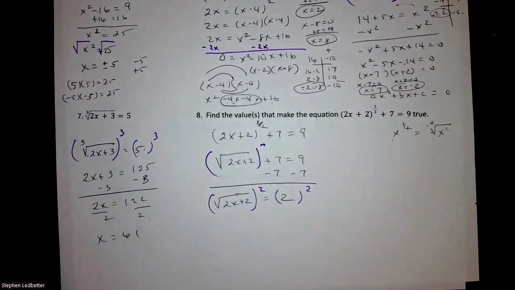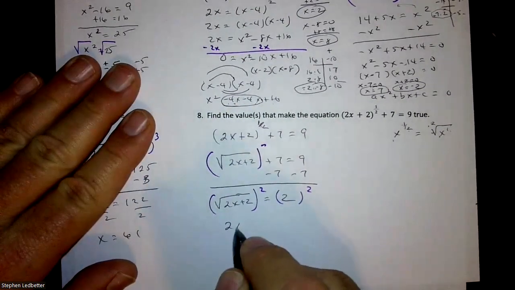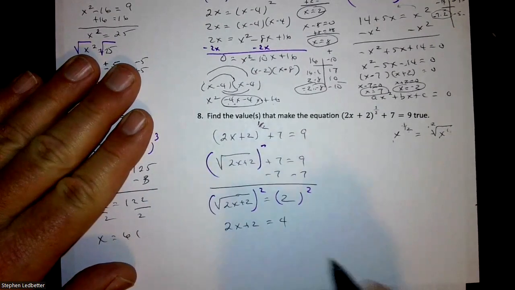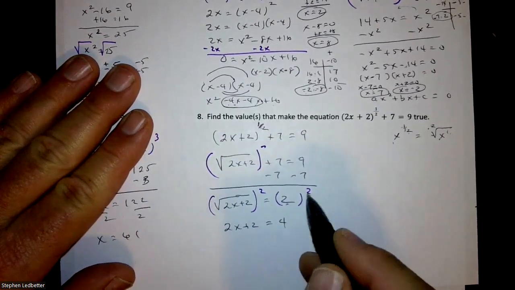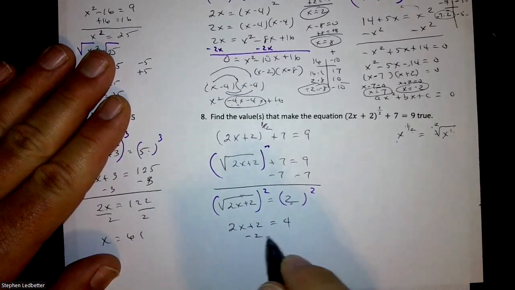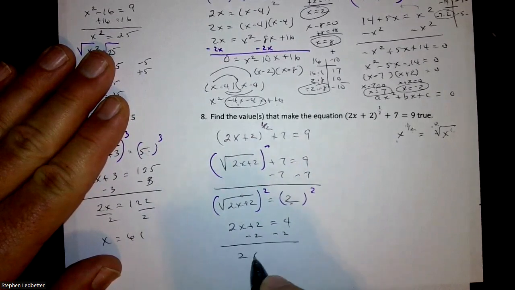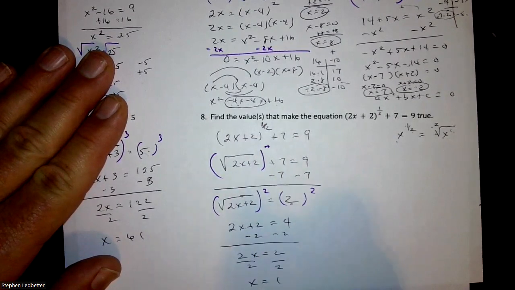So we square both sides. Now this becomes, and this becomes 4 because 2 times 2 is 4. Subtract 2 to both sides. 2x equals 2. Divide by 2. X equals 1. So is it true?